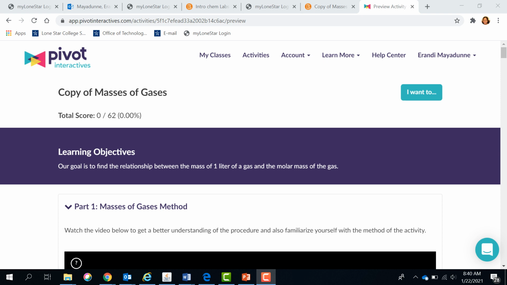This is the masses of gases lab. In this lab, you will understand the graphing technique, and how to interpret a graph once you plot it using a given set of data. You will also understand the relationship between the volume of a gas and the molar mass. The law we're working with is Avogadro's law.